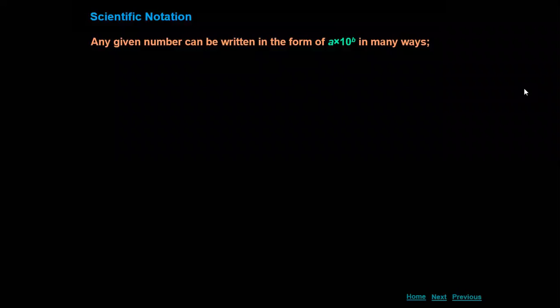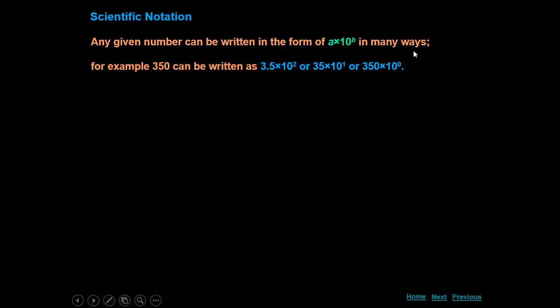This is a general standard format for how we write a result after solving some problem or after making some measurement. For example, 350 can be written as 3.5 into 10 to the power of 2, or 35 into 10 to the power of 1, or 350 into 10 to the power of 0. In these many ways we can write. These are all scientific notations only. This is how we have to write a result.